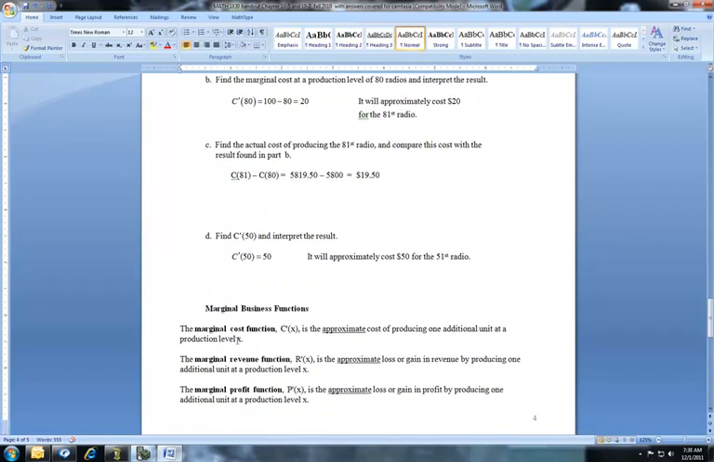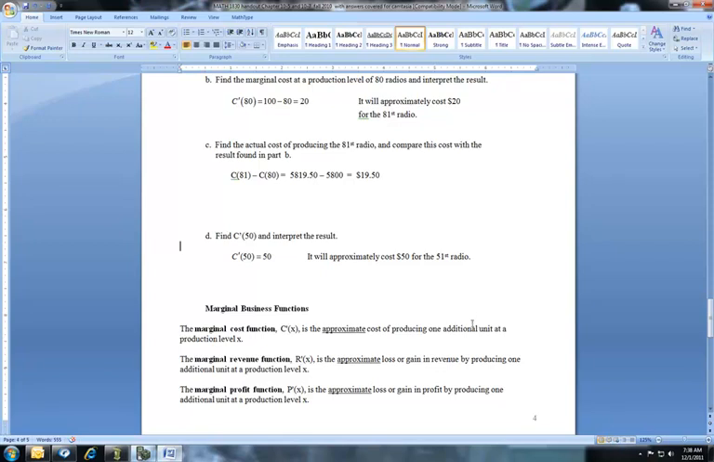Marginal business functions. The marginal cost function, C prime of x, is the approximate cost of producing one additional unit at a production level x. The marginal revenue function, R prime, is the approximate loss or gain. If I end up with a negative, it would indicate a loss in revenue by producing one additional unit at a production level x. The marginal profit function, P prime of x, is the approximate loss or gain in profit by producing one additional unit at a production level of x. Very, very similar to this, except you're talking about revenue and profit.